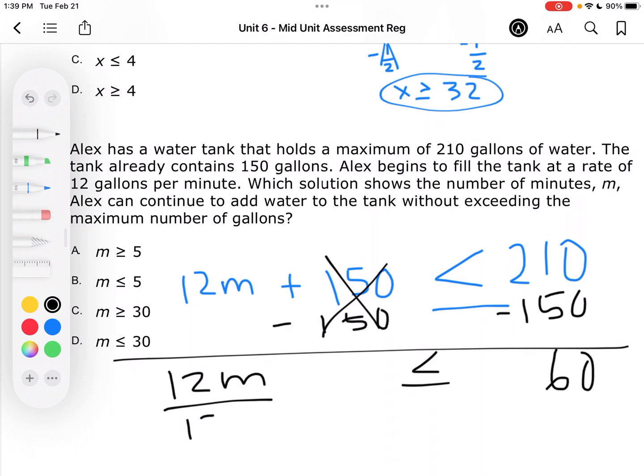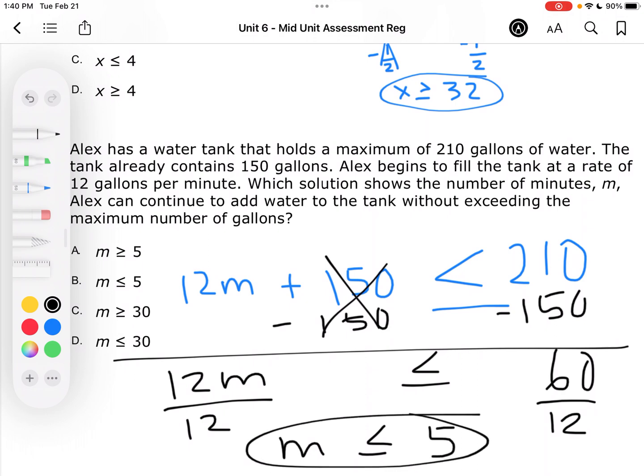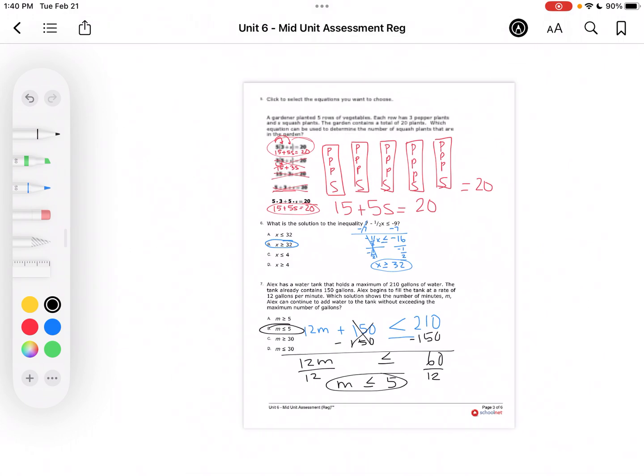Then I'm going to divide by 12. And I can go less than or equal to 5 minutes, because if I go over that 5 minutes, I'm going to have water going everywhere.